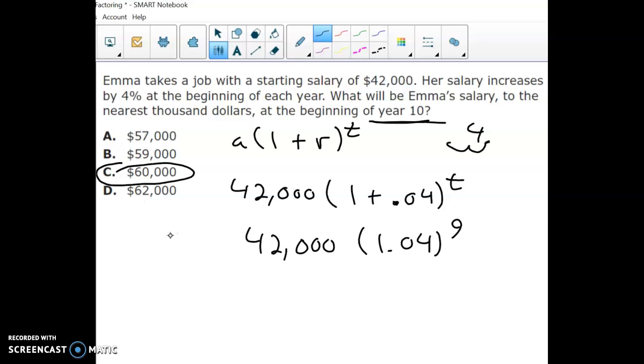Yeah, so this is kind of a poor question, to be honest. Hopefully on the test, it's a little more clear than this, but read it carefully because I think they're trying to trick you on this one. Just know that you've got to be a little careful. Most of the time, I think you just put in 10, but the way this one's worded, they only got 9 raises, so you put 9 there.